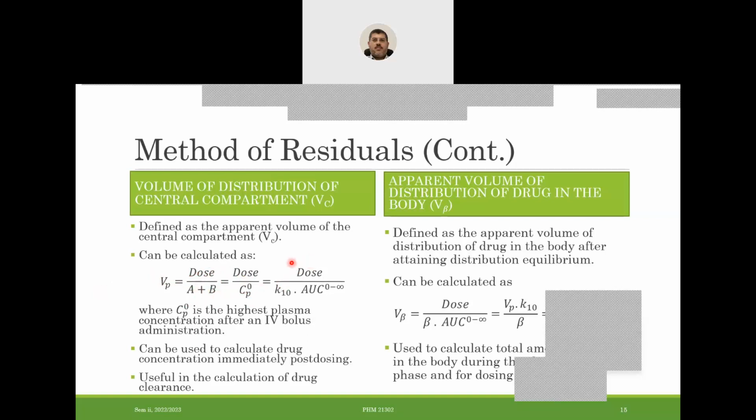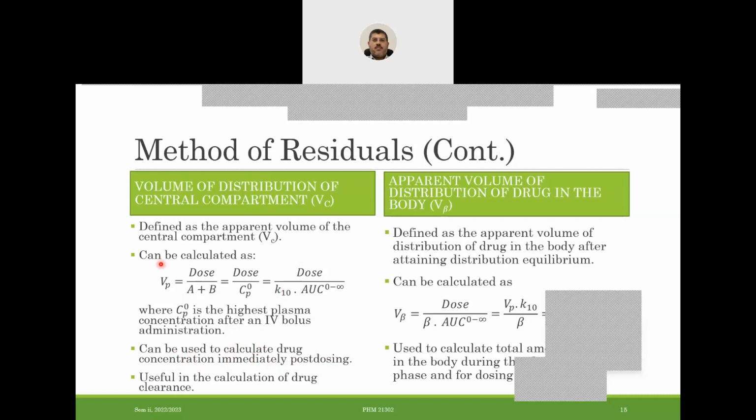Okay, and then if you remember, another way to calculate is by dividing dose by AUC. This represents clearance, if you remember. Dose by AUC is clearance. So we are dividing clearance by the elimination rate constant. So we know that clearance is equal to volume of distribution times elimination rate constant. If you want to calculate any of the two, divide the dose by the other one. Okay? So this one can be used to calculate the drug concentration immediately post-dosing.